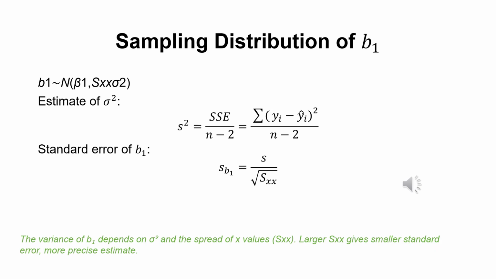Sampling distribution of B1. The sampling distribution of the slope estimate b is normal with mean equal to the true slope beta, and variance equal to sigma squared divided by S_xx. Since sigma is unknown, we estimate it using s, which is the square root of SSE over n-2. The standard error of b is then s divided by the square root of S_xx. This standard error is used for confidence intervals and hypothesis tests about the slope.